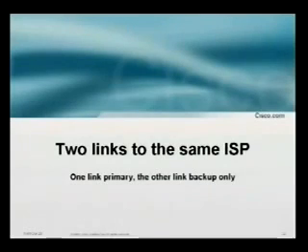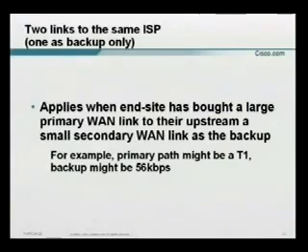So again, starting from the principle of nothing at all, we're going to build all these from the ground up. We're not going to start with complex configurations. Let's look at, well, the first case, where you've got one link as the primary link, another link is reserved simply as the backup. This one could apply when an end site has bought a large primary WAN link to the upstream ISP and a small secondary WAN link as a backup. For example, it could be a T1 circuit that they're choosing to back up with a 56K.